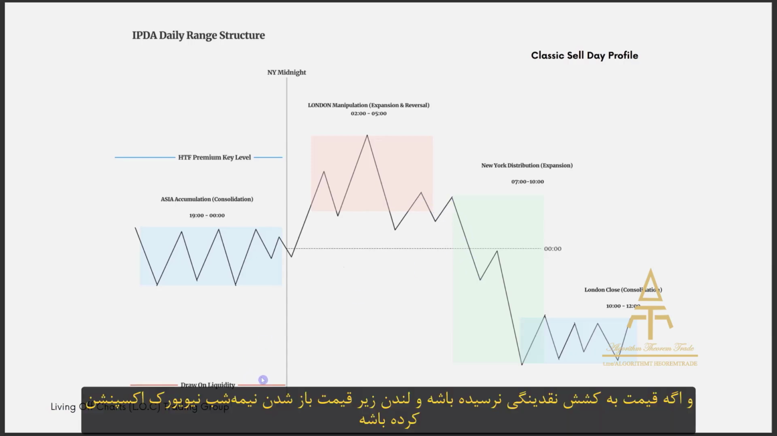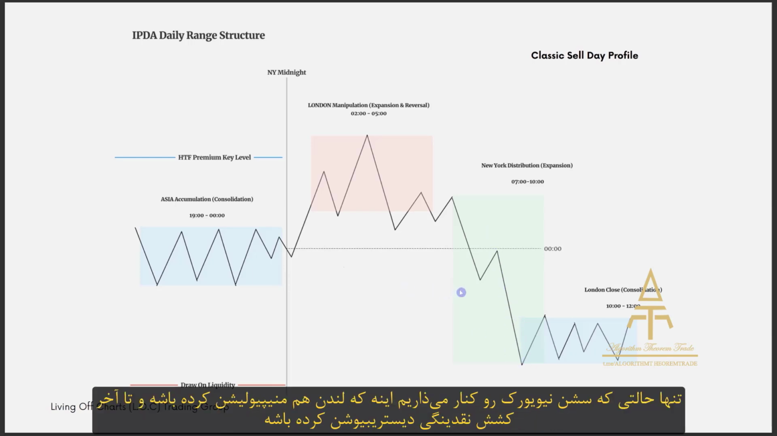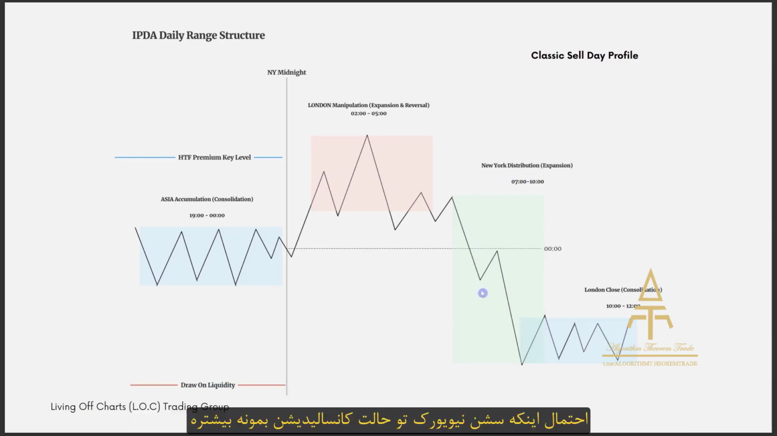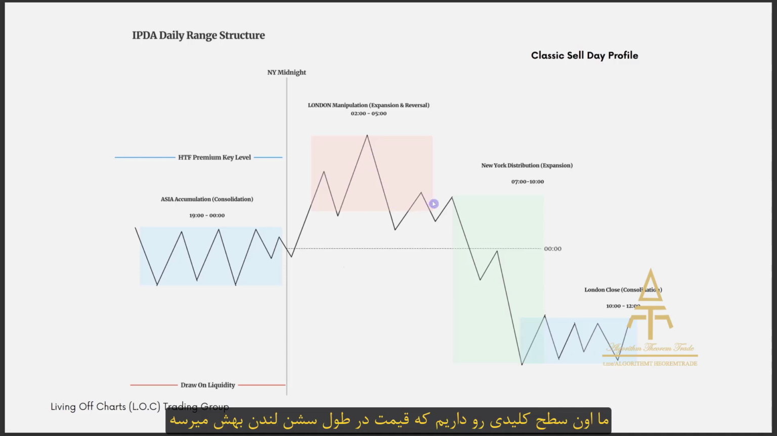And again, if the draw on liquidity has not been hit and London has expanded below New York midnight opening price as well, then New York can also still be an expansion phase. The only way I would skip out on New York session is if London also manipulated and distributed the entire draw on liquidity, because then it's more likely New York session will stay and consolidate. But if this is like this, right, we have that key level hit during London, and then New York will be an easy distribution phase lower.